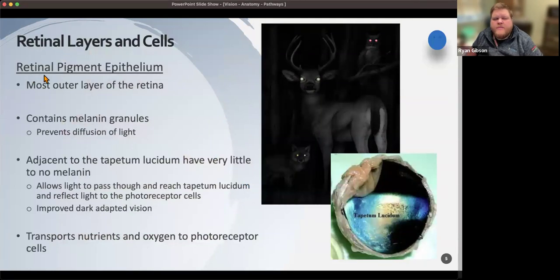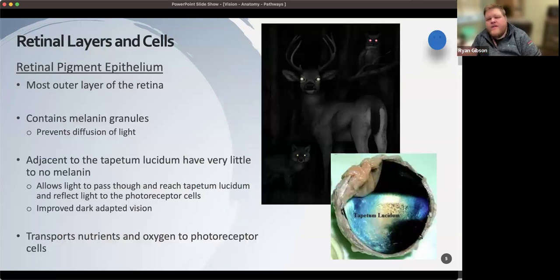So the retinal pigment epithelium is that most outer layer of the retina. It actually contains melanin granules, and this helps to prevent diffusion of light. We have it so that it can absorb some of the light. So if we get extra light coming in, we want to get rid of it. And so the black will help to absorb some of that through the melanin.